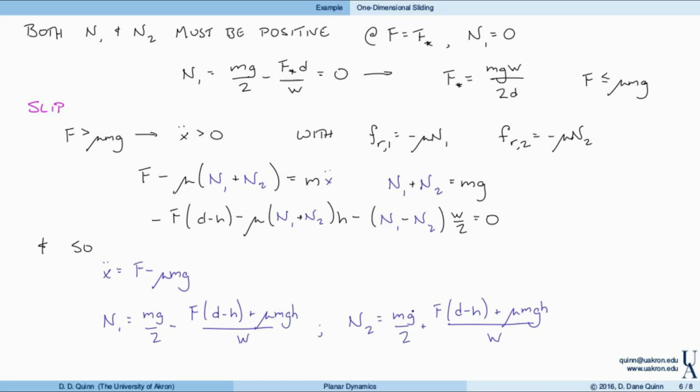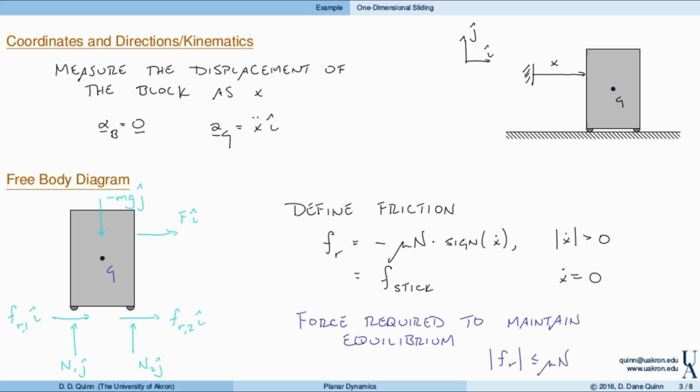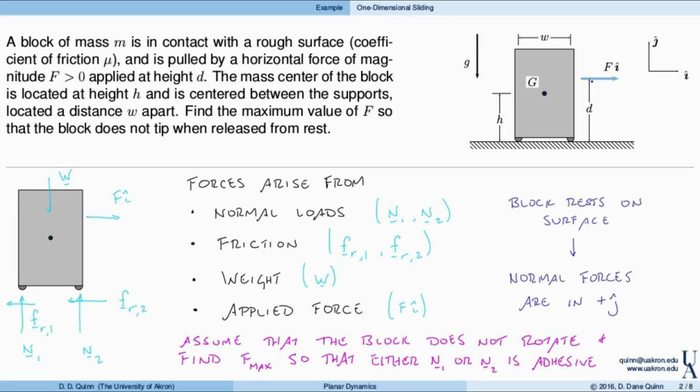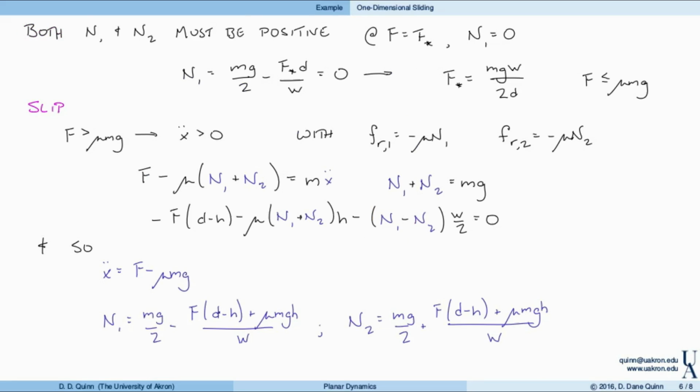So now, as before, both N1 and N2 have to be positive for steady sliding. It's a little more complicated in this case than it was for stick, because either one of these two things could possibly vanish depending on the sign of d minus h. Let's go back and look at what that was. d minus h looks like the height between the applied load F and the center of mass G. So really d minus h is the height above the mass center for the point of application of the external force. If that value is positive, then this last piece is always positive, but because it subtracts off of mg over 2, N1 could be negative. In contrast, N2 is always positive if d minus h is positive, because then both of these terms are positive.